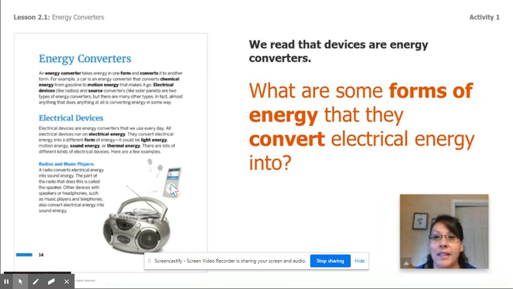We read that devices are energy converters. What are some forms of energy that they convert or change electrical energy into? Do you remember?